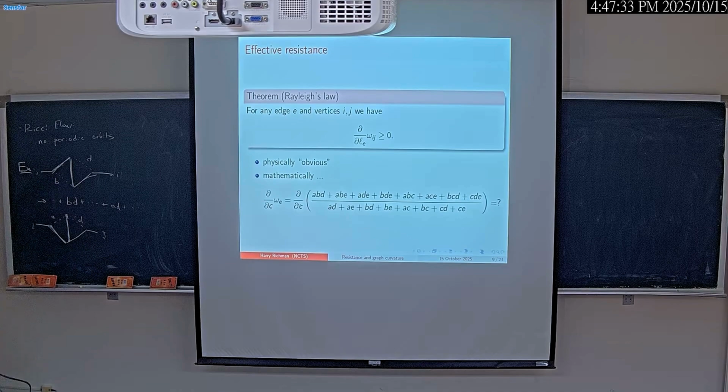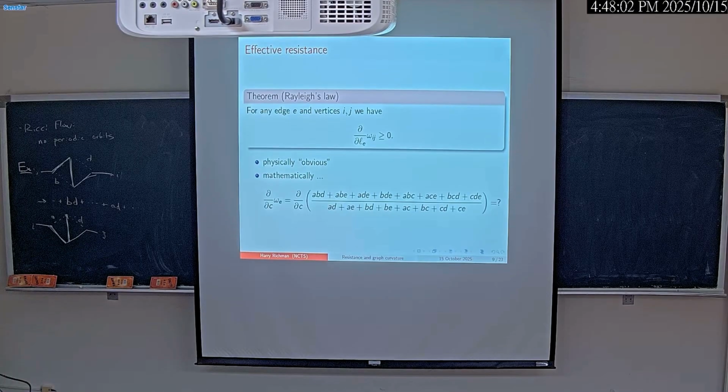If we increase the resistance on C, our claim is that this overall expression should be non-negative. I'm sure all of you have learned calculus where you know how to take this derivative, but it's not something you can just write down very easily and observe that it's positive, right? If we apply the quotient rule here, we have positive terms and we have negative terms. It's not so obvious that every single term is positive after taking the derivative.